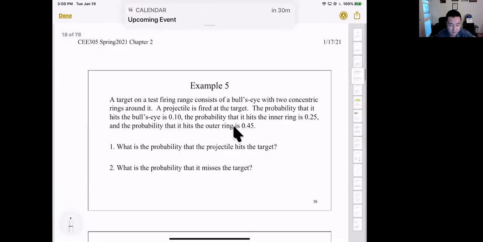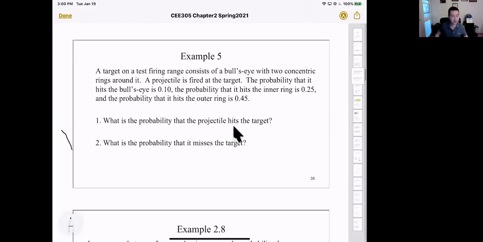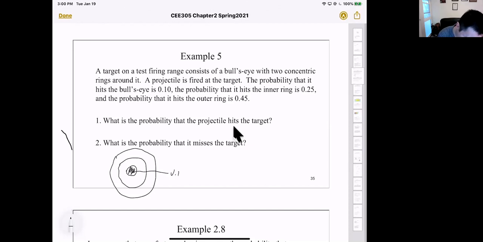All right, let's have another example. A target on a test firing range consists of a bullseye with 2 concentric rings around it. A projectile is fired at the target. What is the probability that it hits the bullseye? Let me draw something here. Let's say this is the bullseye. The probability of hitting the bullseye is 0.1 or 10%.